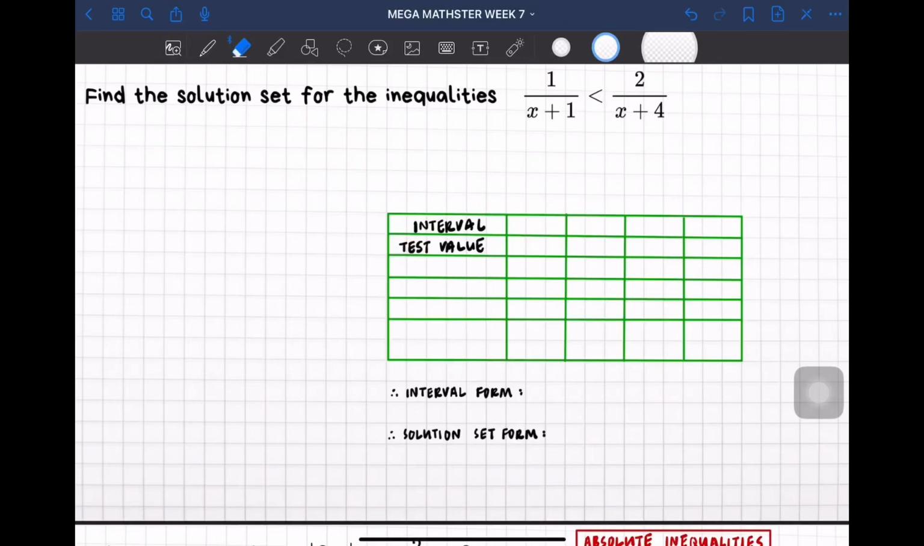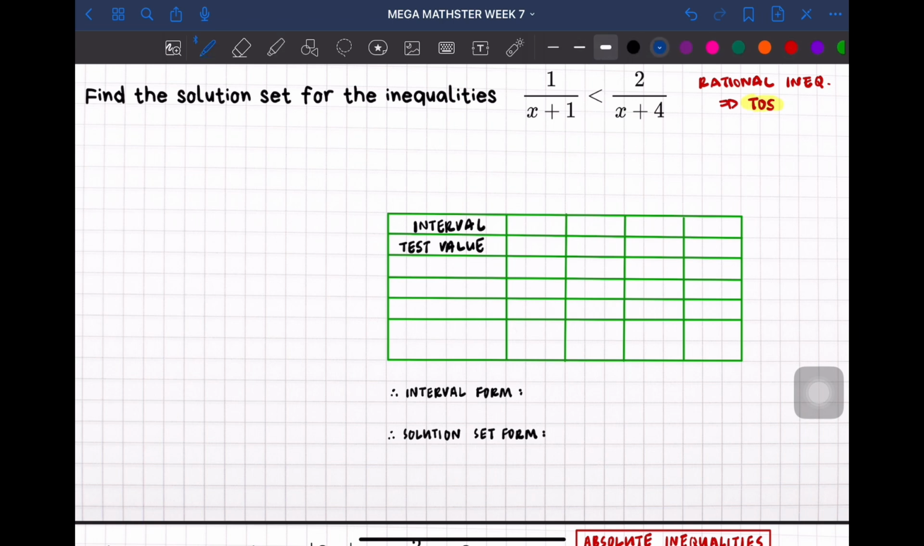Okay, hello guys. So in this video I will show you how to solve this inequality problem. As you can see we have x in our denominator, so this is actually a rational inequality. To solve a rational inequality, it is compulsory for you to use the table of sign, or TOS.